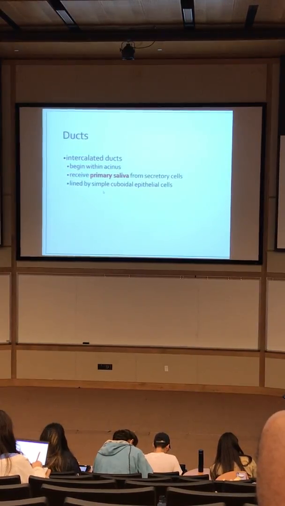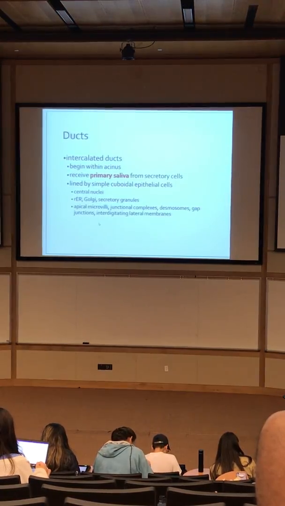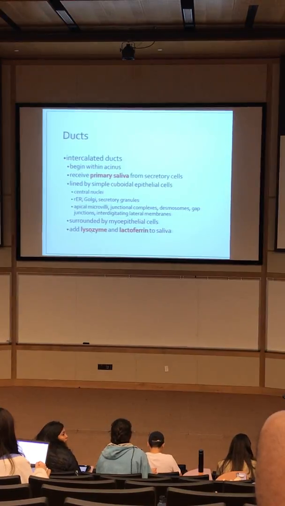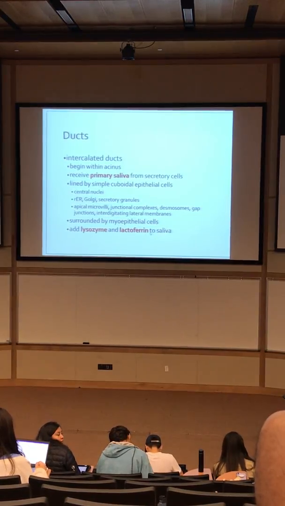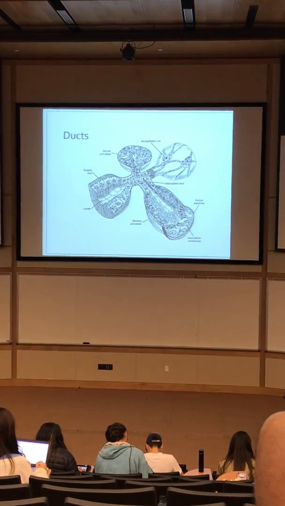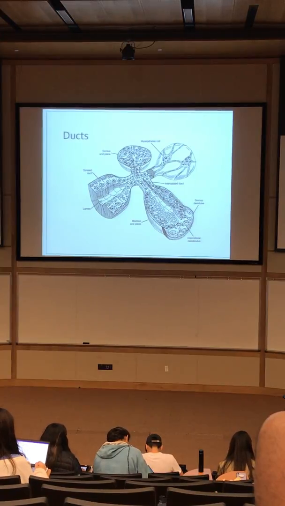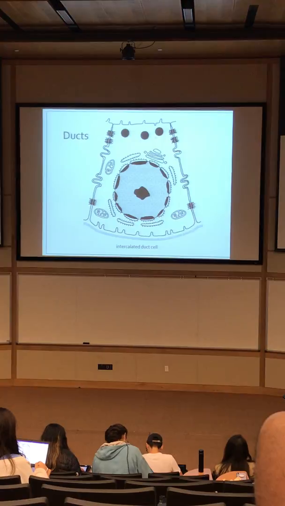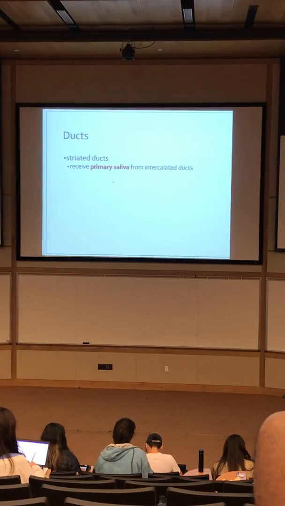So intercalated ducts are lined by simple cuboidal epithelium, with central nuclei, and so on. You can read that, and they have myoepithelial cells, and they add lysozyme and lactoferrin to the saliva. So they do have a secretory role. Once again, these are the intercalated ducts, these very first ducts that come from the acini. And then here is a duct cell. You won't be tested over this. This is what a duct cell supposedly looks like.